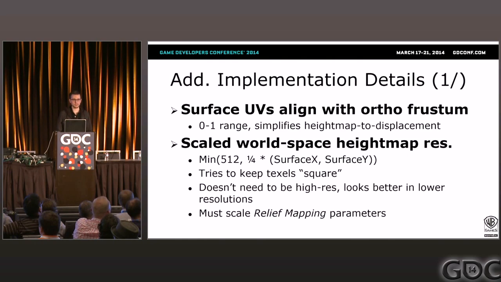Now, here's some bits and pieces of additional or general info about the technique. Make sure your surface UVs align with the ortho frustum. This simplifies any lookups. It's pretty simple, 0 to 1 range. It simplifies height map to displacement lookup. And make sure to scale world space height map resolution based on actual world space. And try to keep tessellation square.